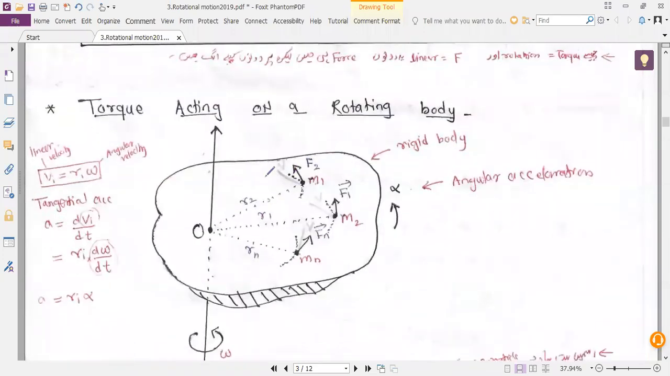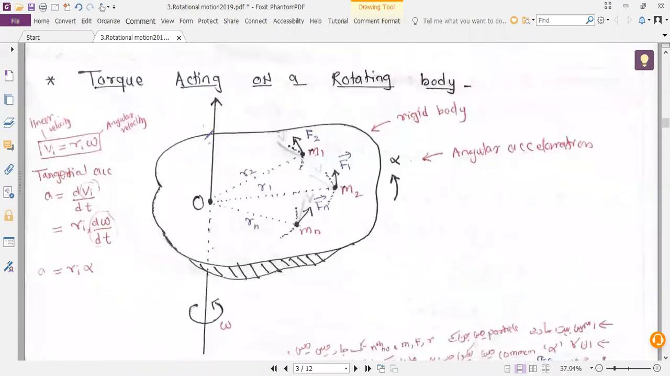Remember this part. Second, we are calculating the torque acting on a rotating body. How much torque is required for any body to move in rotational motion? What do you mean by torque? I already told you torque is nothing but a type of force which rotates the body. That is why when we go to the shop and say my bike is not moving properly, they say your torque is not proper, and they make it proper. So torque is nothing but those forces which rotate the body.